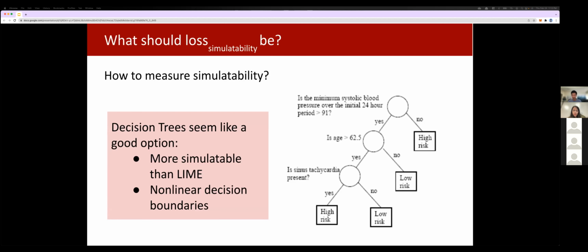So as the name suggests, we're going to be working a lot with decision trees. And why does that seem like a good option? The rationale is that they're very easy to simulate, right? If I give you a decision tree like this thing on the right-hand side, you can step through it one decision node at a time to check what the model is doing. But also, unlike linear models, you can capture nonlinear decision boundaries.